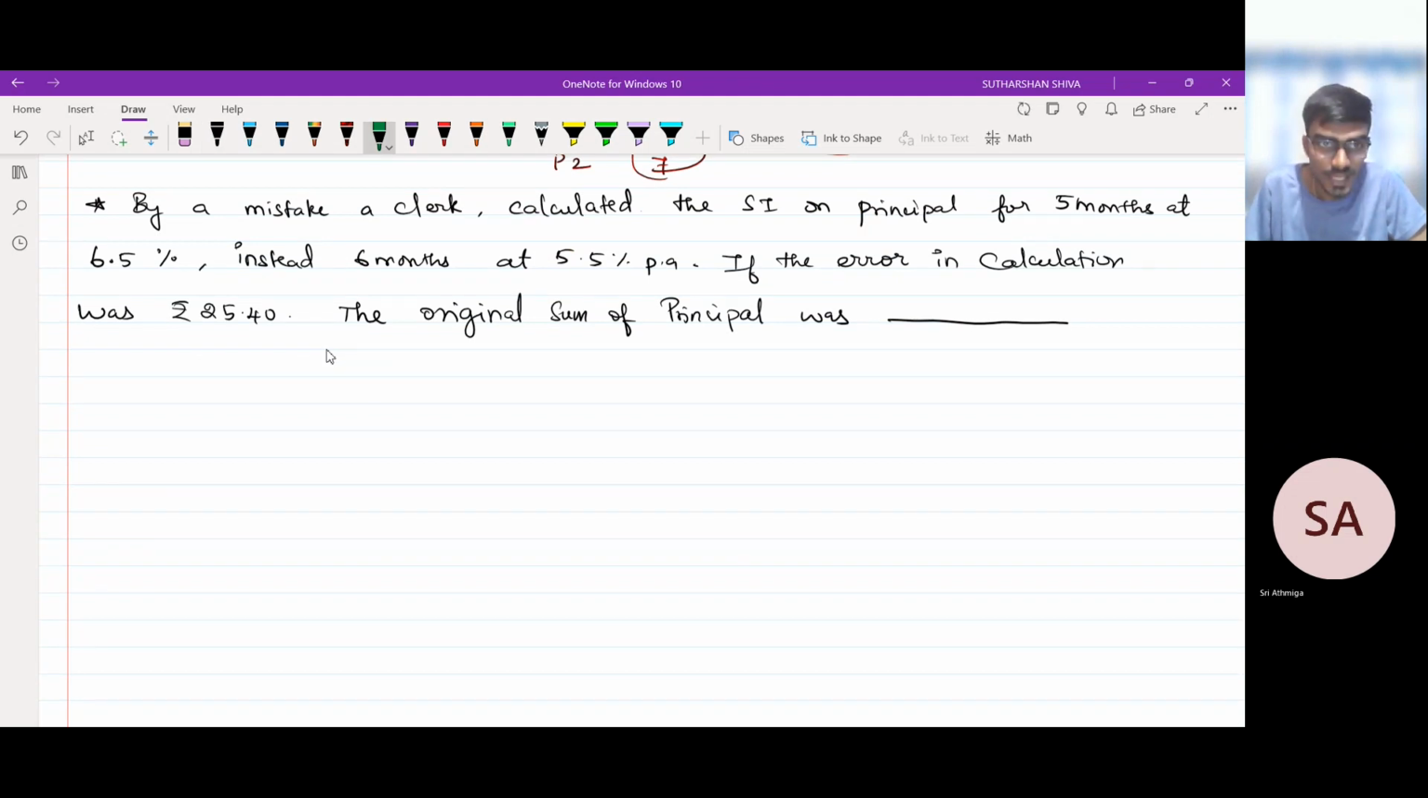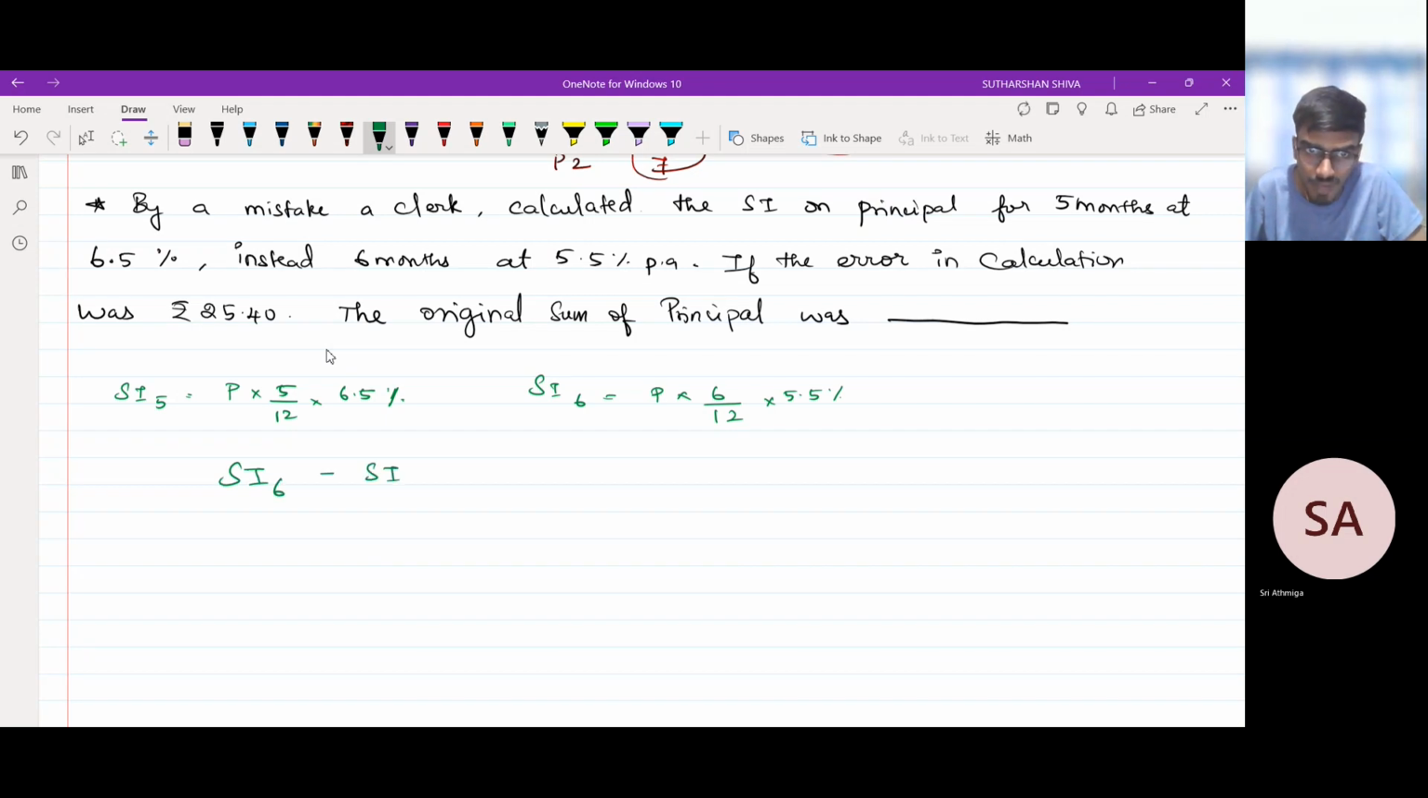Let's say simple interest for 5 months is P into 5 by 12 into 6.5%. Simple interest for 6 months is nothing but P into 6 by 12 into 5%. The same thing I am doing. The difference between SI6 minus SI5 is going to be how much?